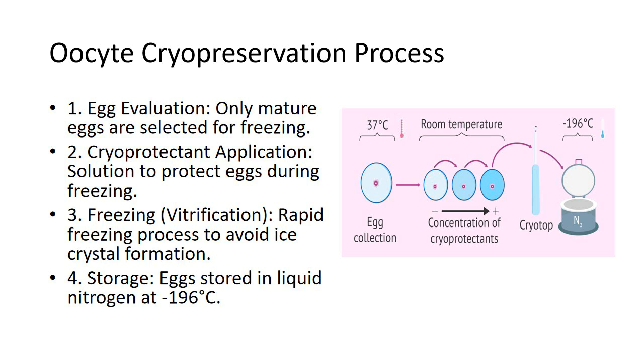2. Vitrification, the preferred modern method. An ultra-rapid freezing process using cryoprotectants prevents ice crystal formation, preserving egg structure. It has higher survival rates, approximately 90% upon thawing. Vitrification is now the standard technique for oocyte cryopreservation.